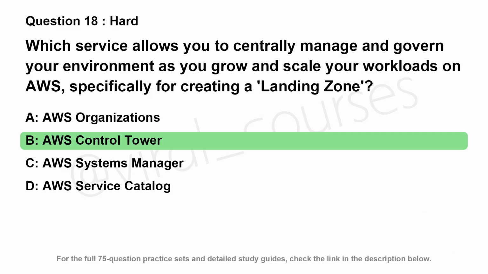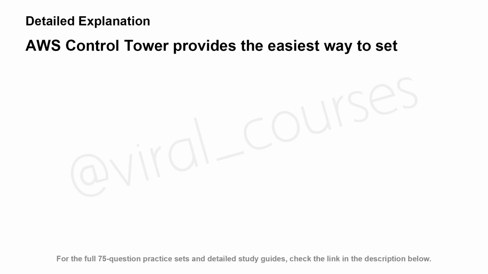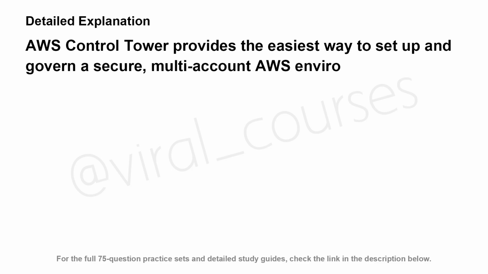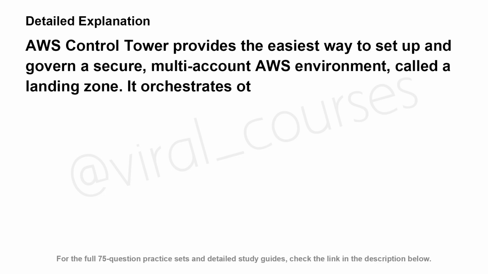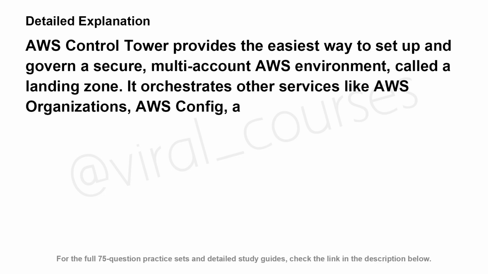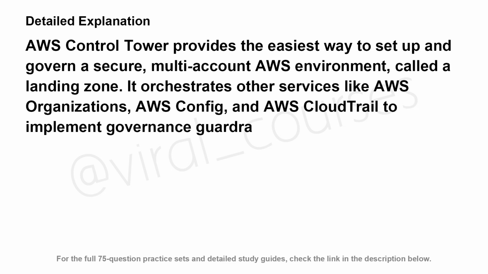The correct answer is B. AWS Control Tower provides the easiest way to set up and govern a secure, multi-account AWS environment, called a landing zone. It orchestrates other services like AWS Organizations, AWS Config, and AWS CloudTrail to implement governance guardrails and best practices.